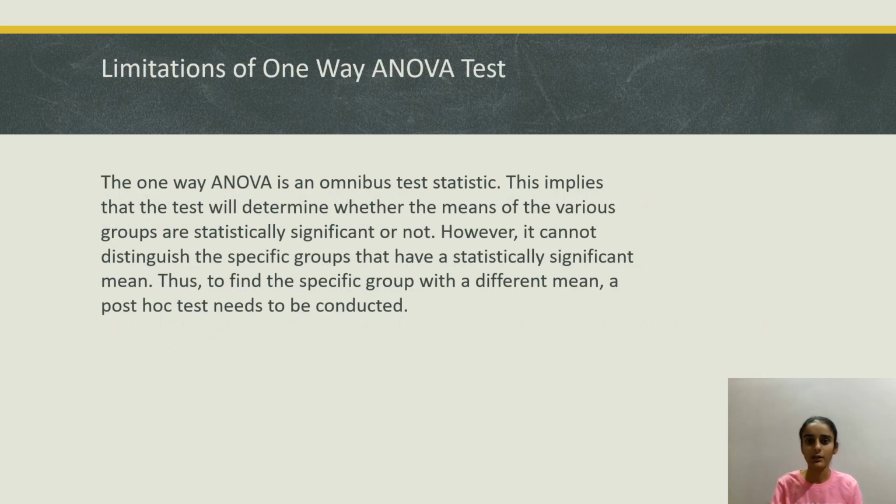Limitations of the one-way ANOVA test. The one-way ANOVA is an omnibus test statistic. It implies that the test will determine whether the means of various groups are statistically significantly different or not. However, it cannot distinguish the specific groups that have statistically significant means. Thus, to find the specific groups with different means, a post hoc test needs to be conducted.